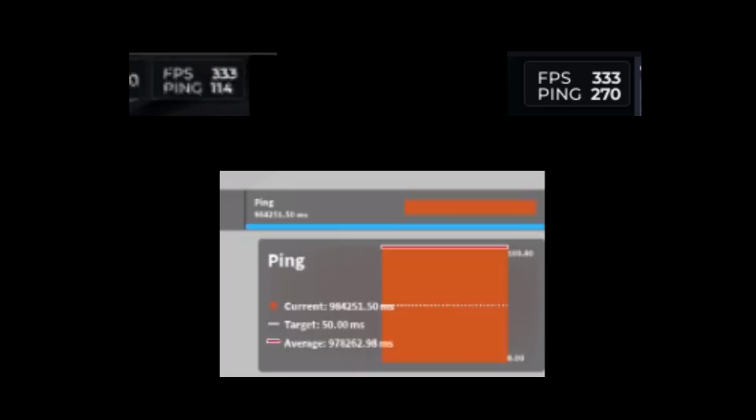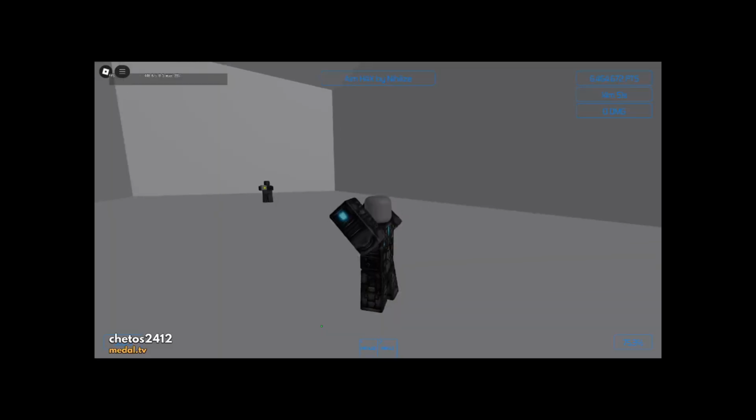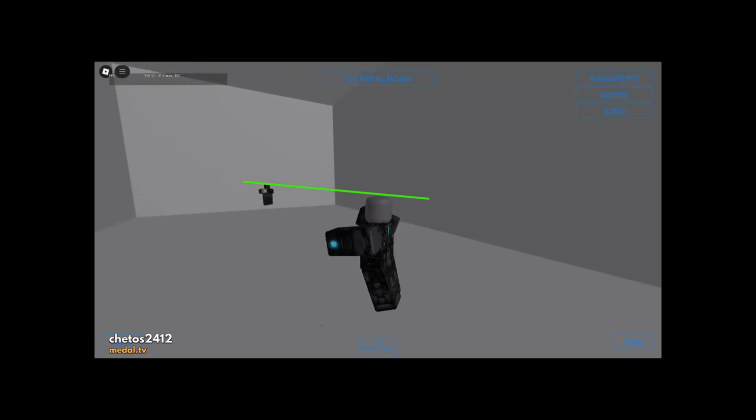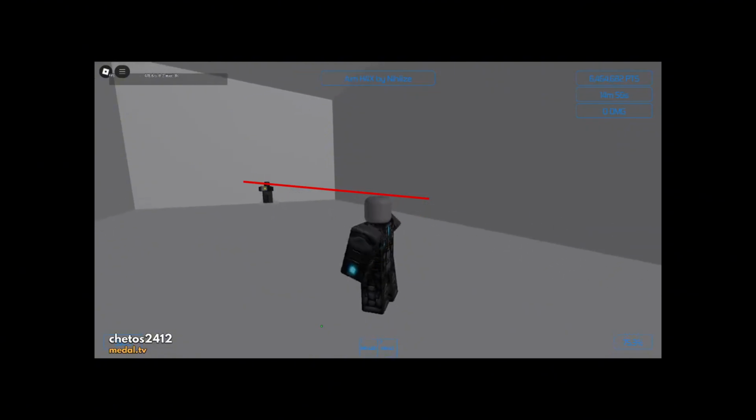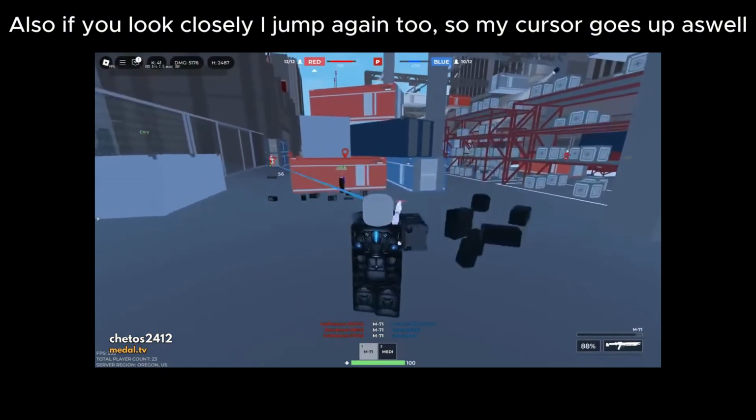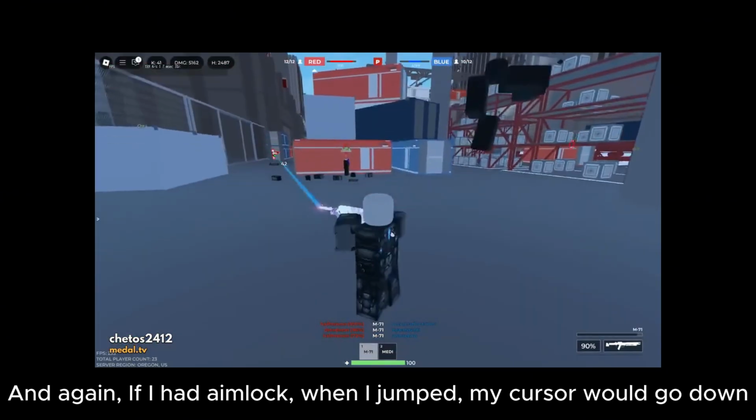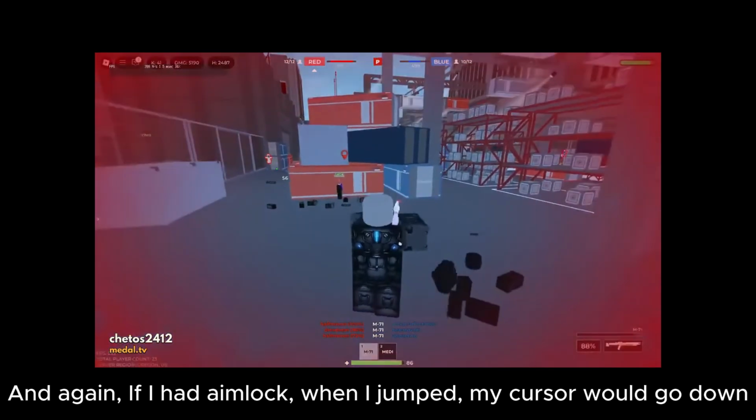I'm from South America, so my ping is always over 100 ms. Actually, even if you had the lowest ping ever, and you do the perfect timed jump ever, eventually that perfection will start to fade away. What I'm trying to say here is that on my screen, my opponent was still falling down when I touched the floor. And if I had aim lock, in that situation, my cursor would go down instead of up. But it doesn't, it goes up.